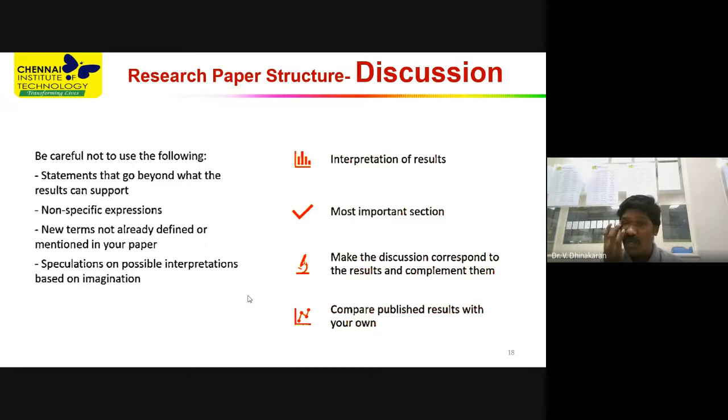By observing the graph itself, everyone will understand that x is increasing, y is increasing. It should not be like that. Why is it getting increased? What is the scientific reason behind that? That should be given in the discussion. Okay, so it is a very important section, as I said.